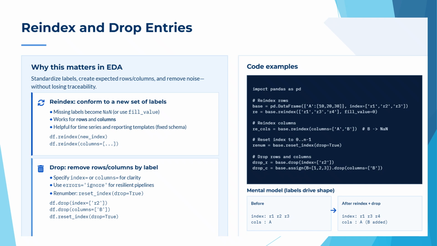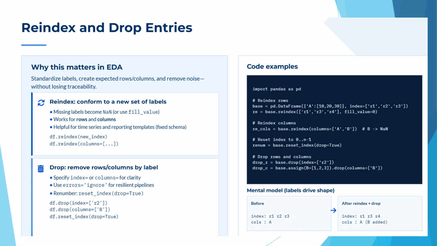At the same time, dropping unnecessary rows or columns helps remove noise and irrelevant information, making the dataset cleaner and easier to analyze. These operations are especially useful when preparing data for reporting, aligning multiple datasets, or maintaining consistency across time series data. Overall, they help to improve the data quality without losing traceability of changes.